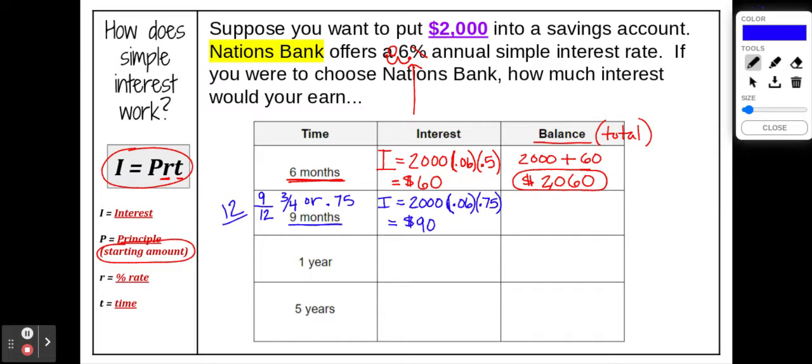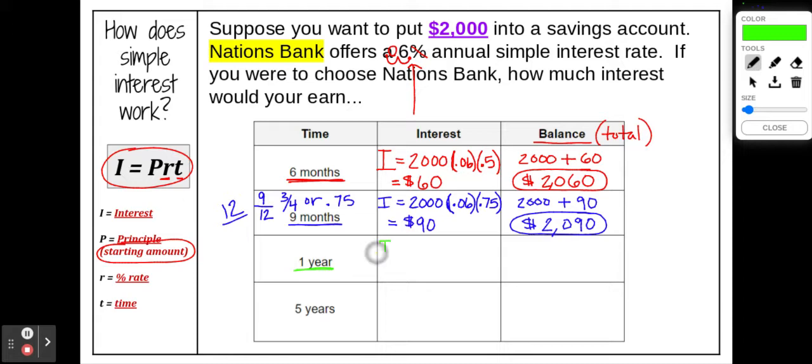Now, what's our balance? What's our total amount of money that we have now? Remember, we started with 2,000, and now we're going to add on that extra money the bank pays us, and that's going to give us a total of $2,090. Not bad for doing absolutely nothing but keeping your money in the bank. Okay, let's try another amount here. Let's try if we were to keep our money in the bank for 1 year.